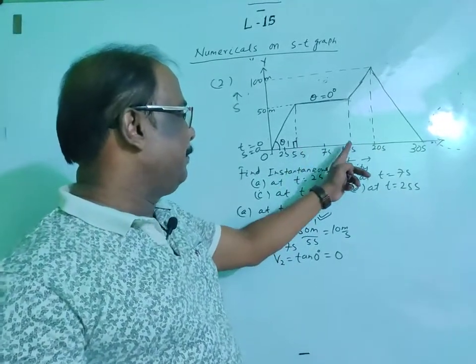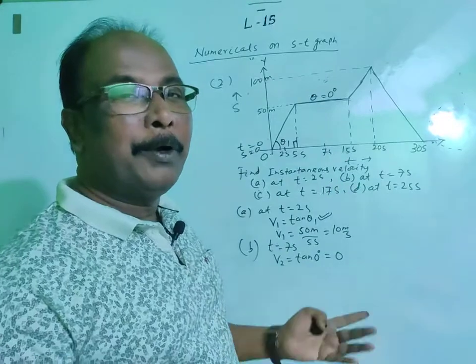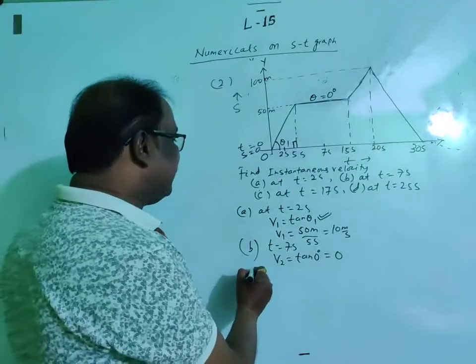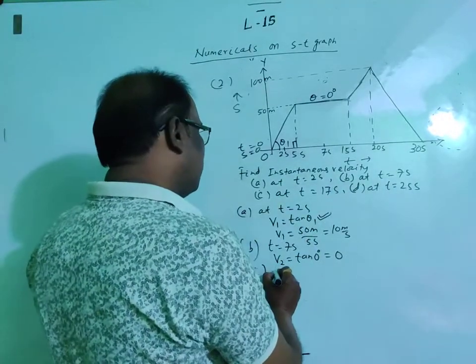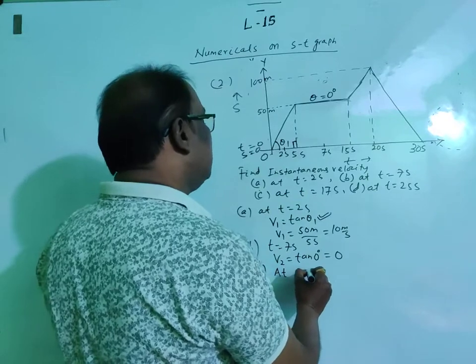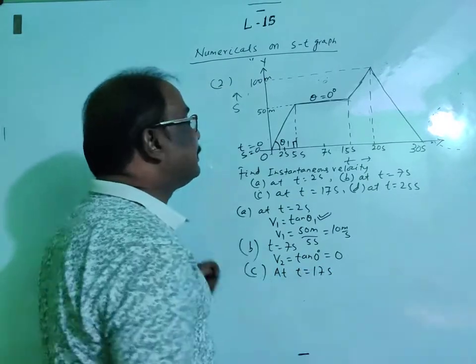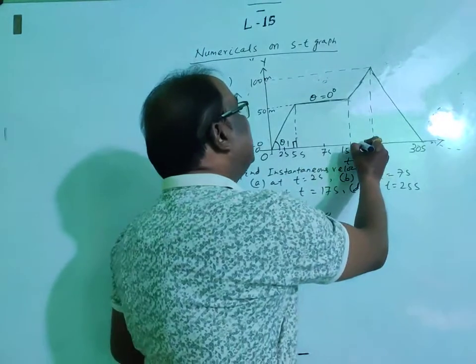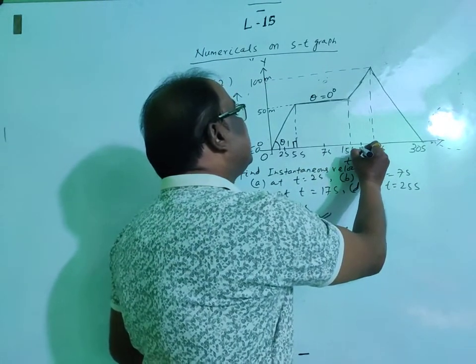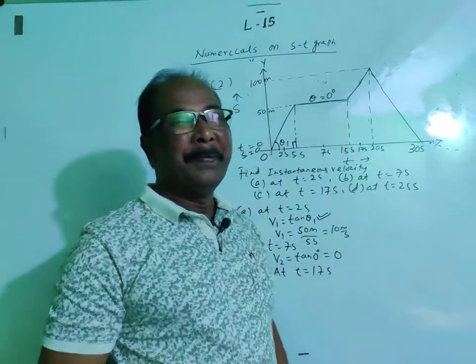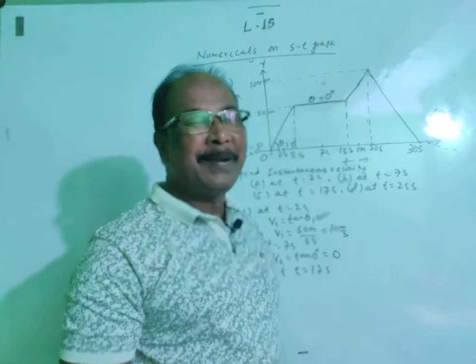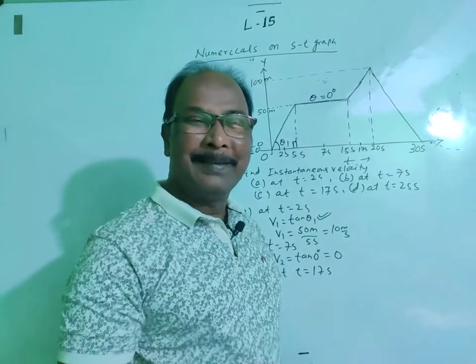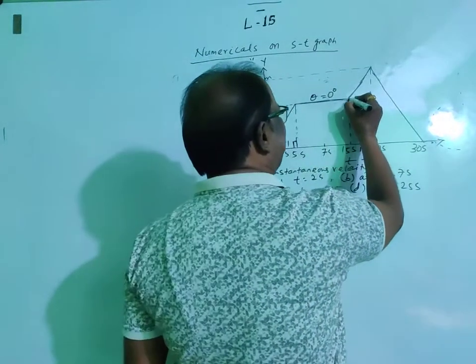From 5 seconds to 15 seconds the body is at rest. Then with C at t equal to 17 seconds. See, this is 15 seconds, this is 20 seconds. Let the time here be 17 seconds. We have to find the instantaneous velocity at t equal to 17 seconds.